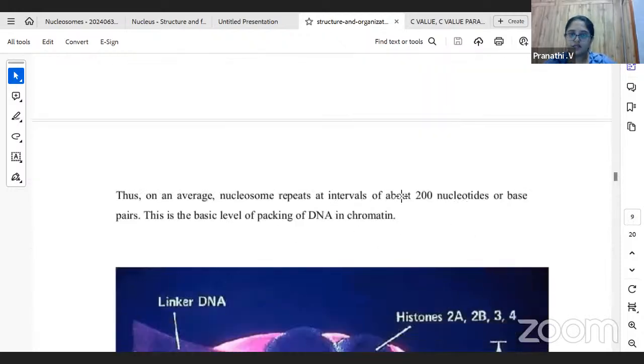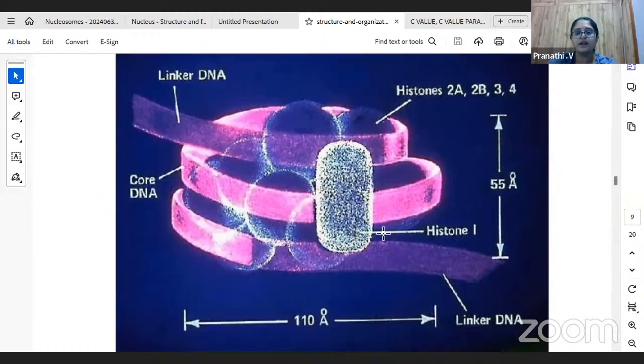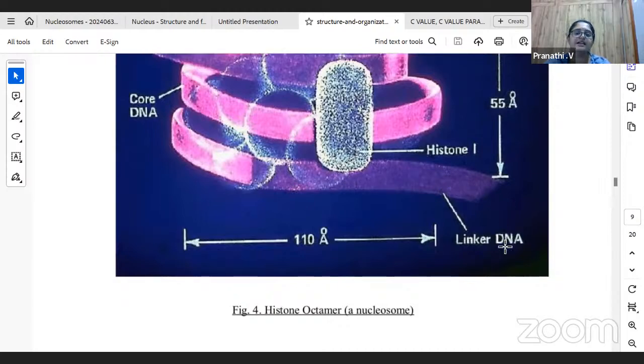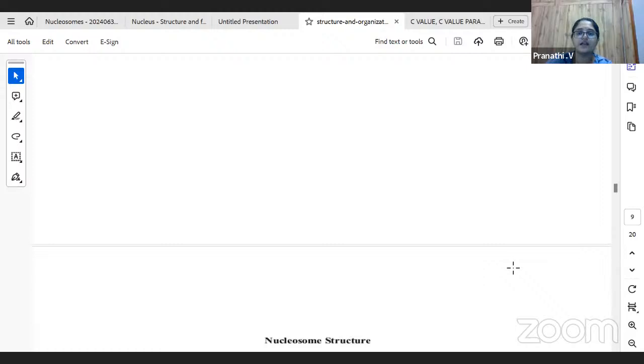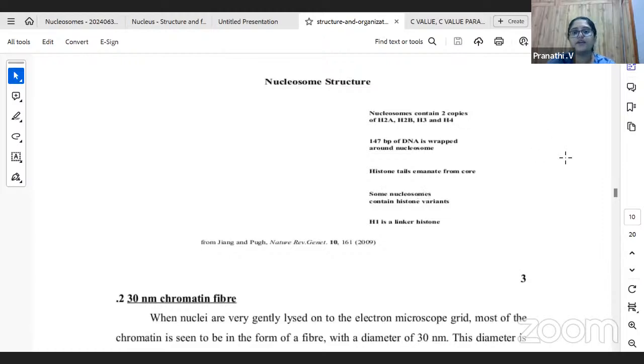Around the nucleosome, this repeats at intervals of 200 nucleotides or base pairs, and this is how your basic packaging is taking place. These are your histone proteins, the octamer, and this is your linker DNA, and this is the wound DNA, and this is your histone 1. This length is around 55 angstroms, and this is around 110, and from here onwards, this is the linker DNA which will get degraded with the help of nuclease. I do not have a picture over here. Anyway, you have around 147 base pairs of DNA wrapped around the nucleosome.